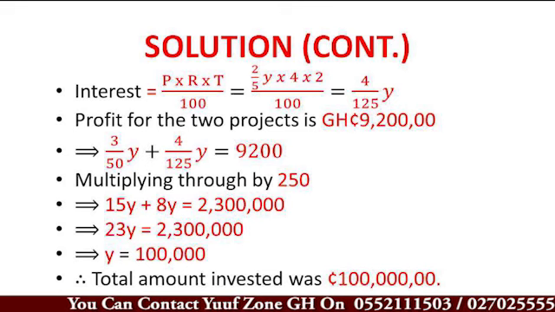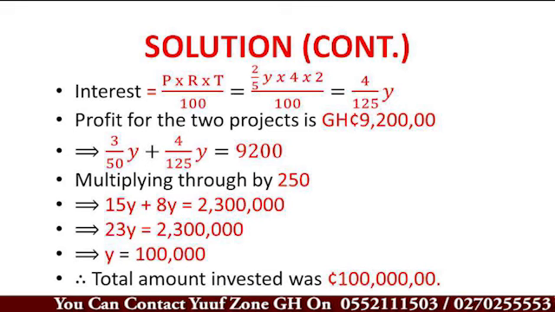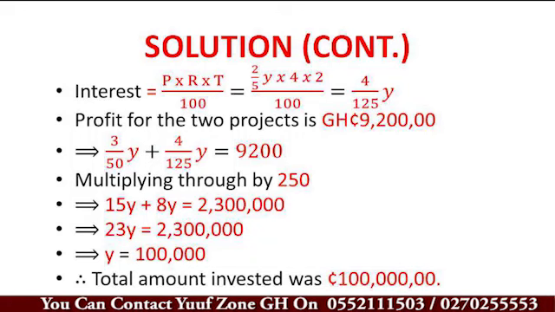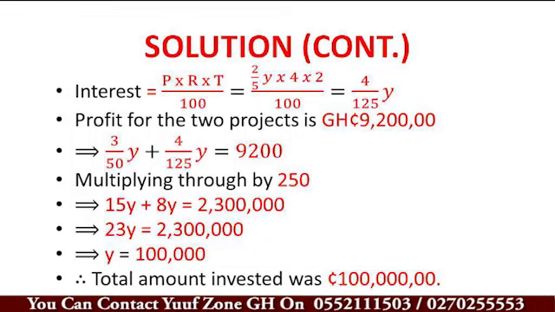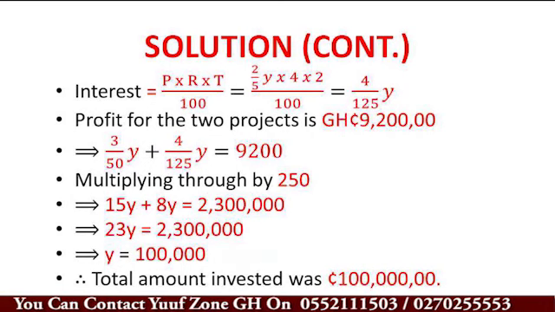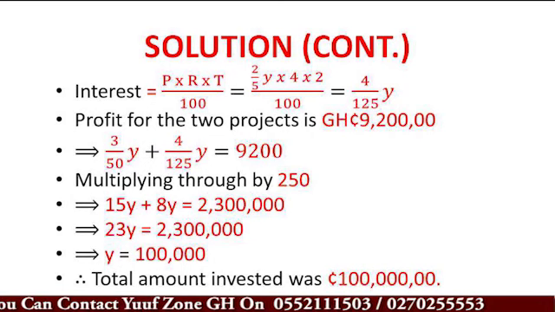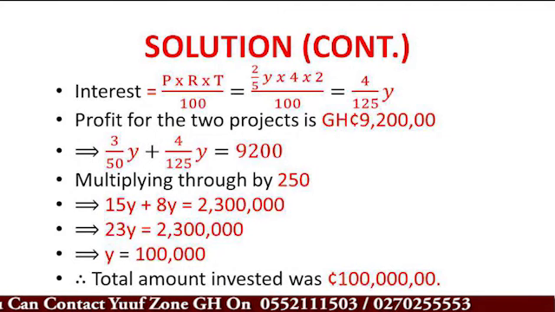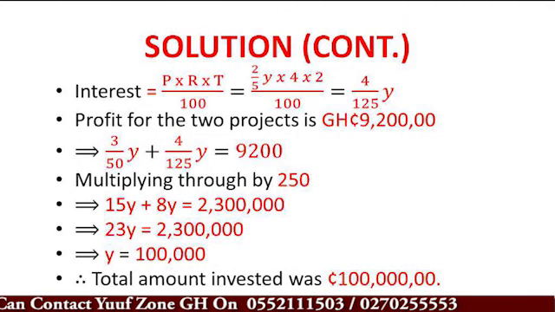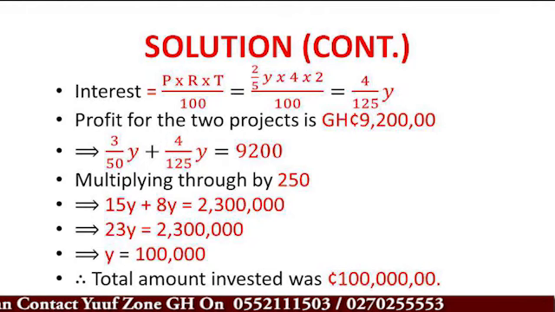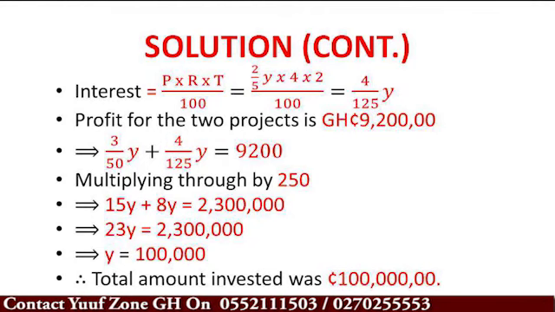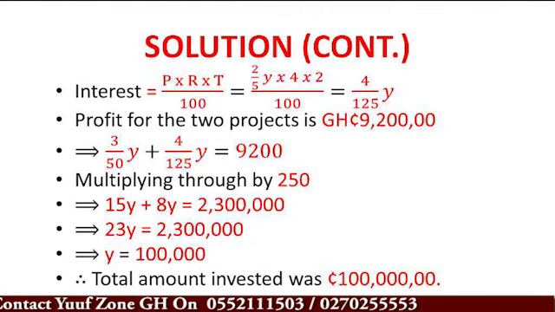Now let's go to the next one. 250 will be multiplying 4 over 125y. So how many times will 125 go into 250? It will go 2 times. So when you use the 2 to multiply your 4, you should be getting 8. So you get 8y. That is that over there. Also the y, we already know it represents the amount of money the man invested into the business.